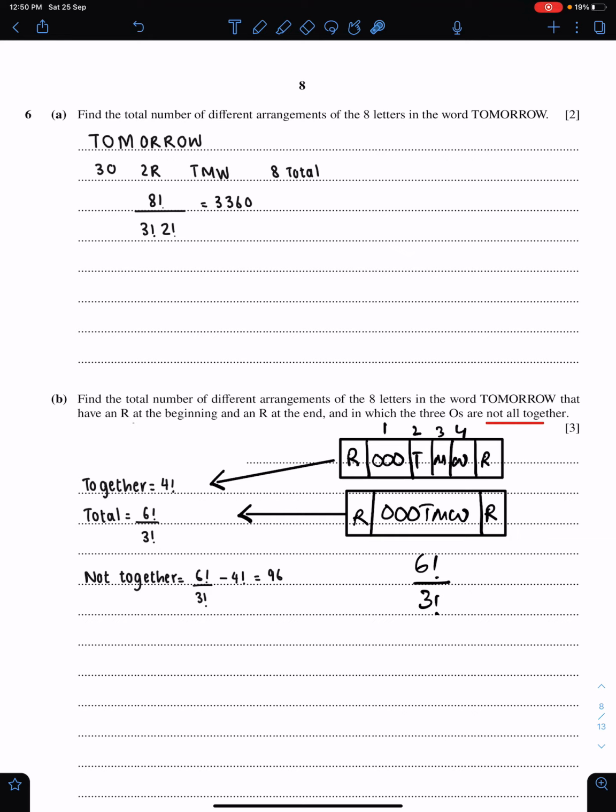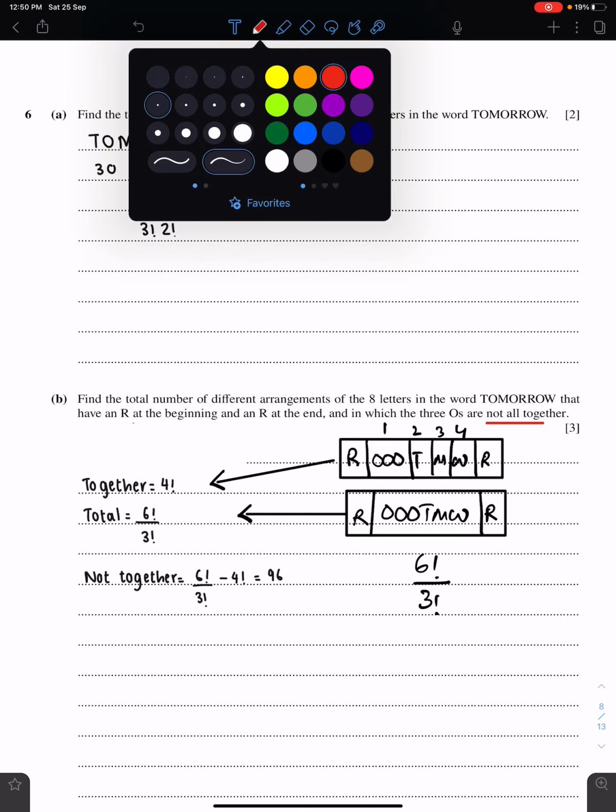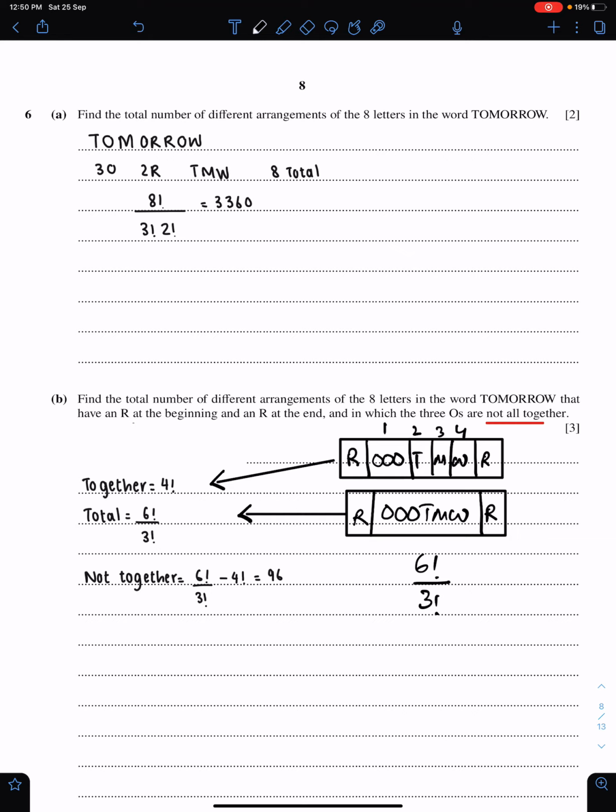Now we have to find the total in which R's are at the ends and the other letters are random. So there are 6 letters. So 6 factorial, and 3 O's, so divide by 3 factorial. So this is the total. We need to subtract 4 factorial from this to get the not together options. Total minus together. So there are 96 ways. Whenever you have this type of question, first find together through the box method and then subtract this from the total.